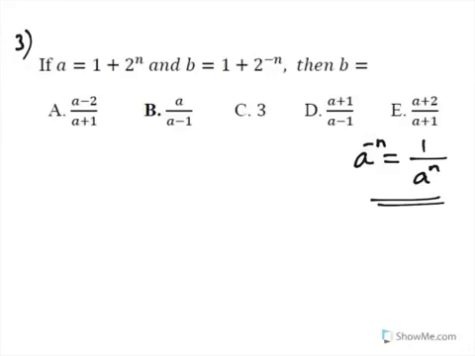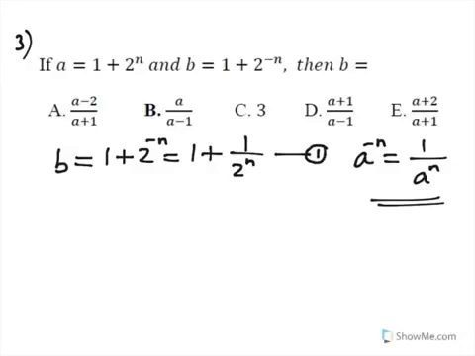It says if a is 1 plus 2 to the power of n, and b is 1 plus 2 to the negative n, then b equals one of these expressions, and you can see there's no n in the answers. We're trying to find b in terms of a. So I'm going to start with the b that I want to find. It's 1 plus 2 to the negative n. Then I'll use the rule which I've written down. a to the negative n is 1 over a to the n, so this becomes 1 plus 1 over 2 to the power of n. I'll call that equation 1.